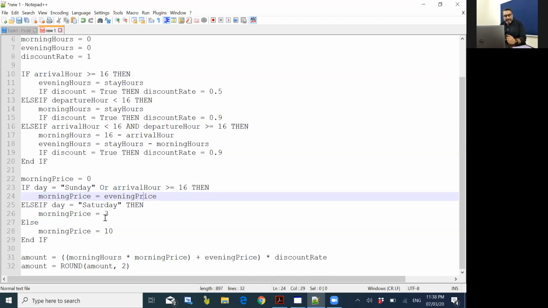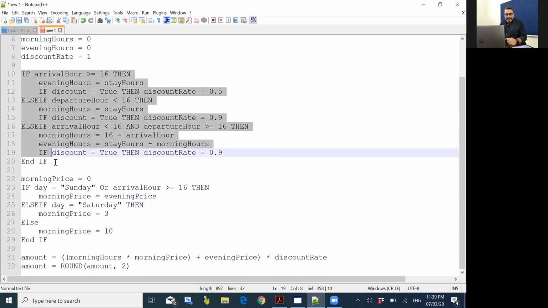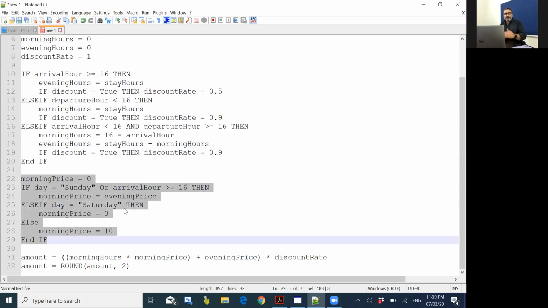If it is Saturday, then the morning price is 3, and the evening price we know is 2. And if they have arrived on any other day other than Sunday and Saturday, then the morning price is 10. After this conditional check, we know how many hours they stayed in the morning and how many in the evening, and what the charge for morning hours is.